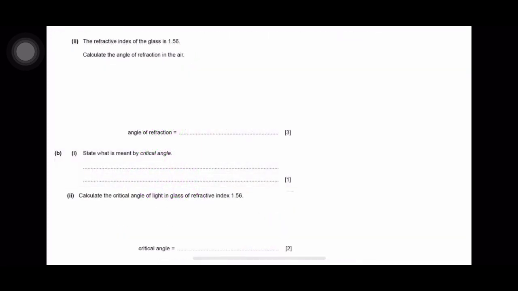Okay, this problem is actually connected to the first one, the previous slide. So the angle of incidence that we calculated there is equal to 35 degrees. We're just going to note it over here so that you will not forget. The refractive index of the glass in here is 1.56. Calculate the angle of refraction in the air. So angle I is 35 degrees. Now we're going to solve for R.